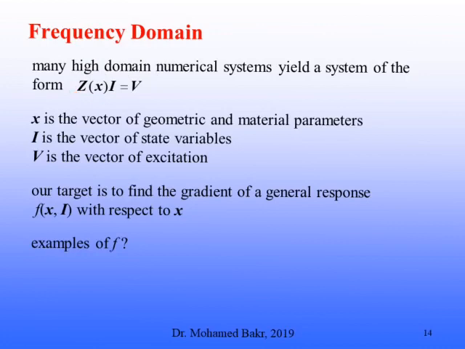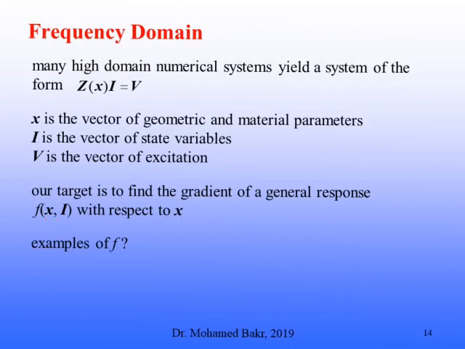So just to summarize, X is a vector of parameters, geometrical and material parameters. I is a vector of state variables, responses. It could be surface currents if you are talking about method of moments, or magnetic vector potential if we are talking about low frequency applications. V is a vector of excitation. We have a general objective function F, a function of X and I. Now, F could have both explicit and implicit dependence on I.